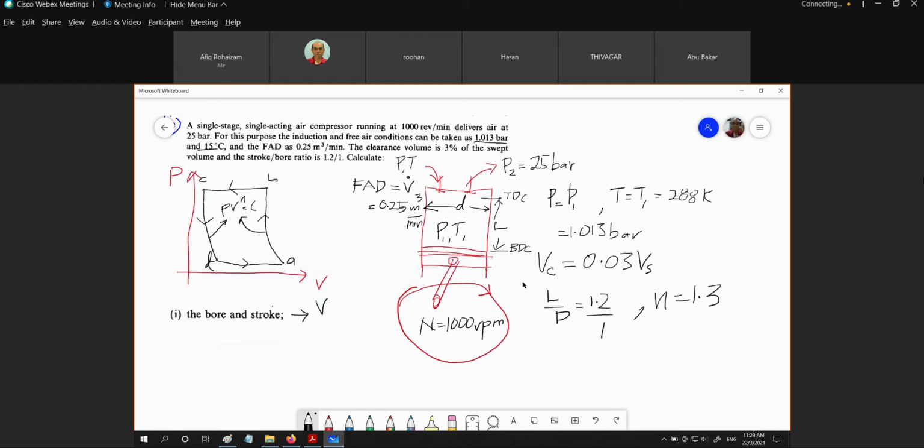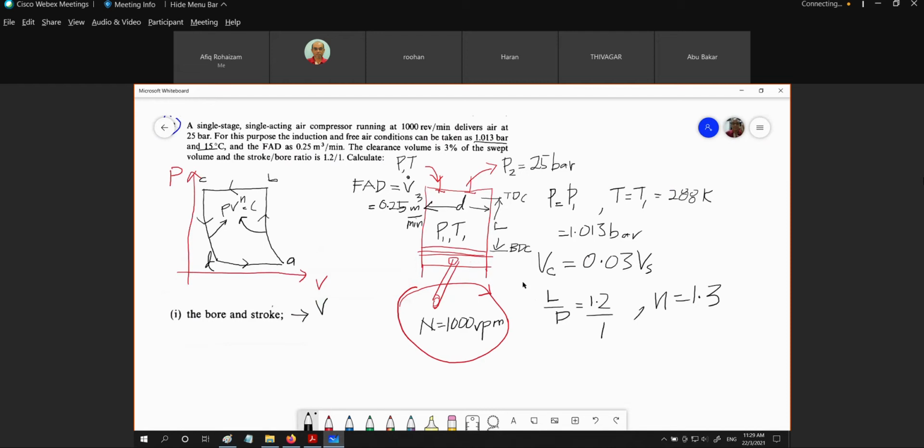To see what we need to solve, right? So this is pi d squared over 4 multiplied by 1.2 d, and this will be 1.2 pi d cubed over 4. Okay, 1.2 pi d cubed over 4. So from here, we will get the d.